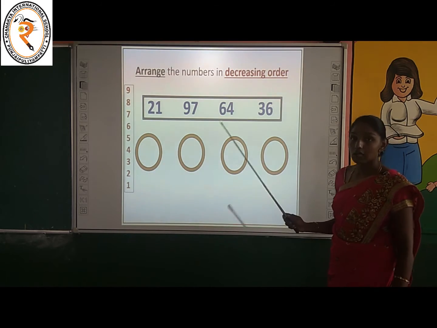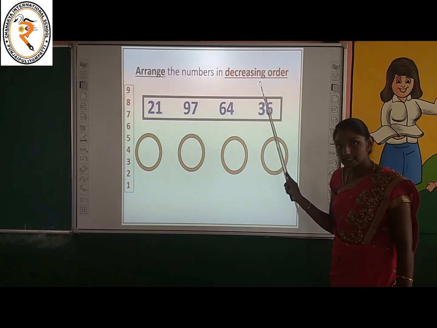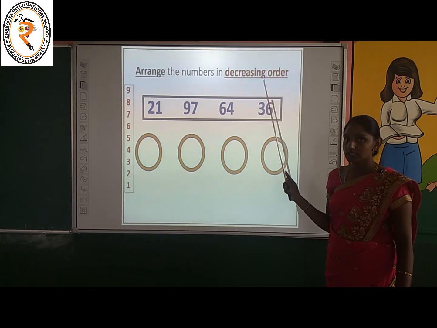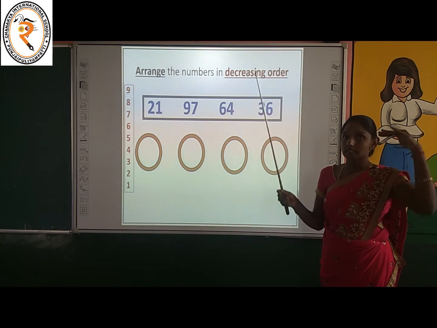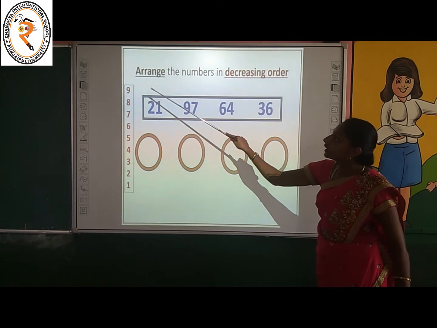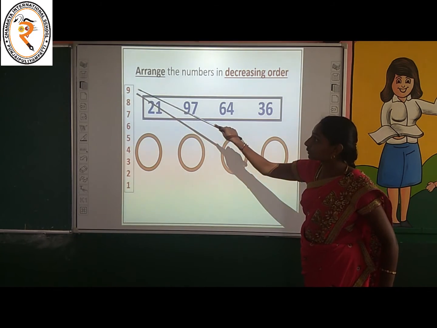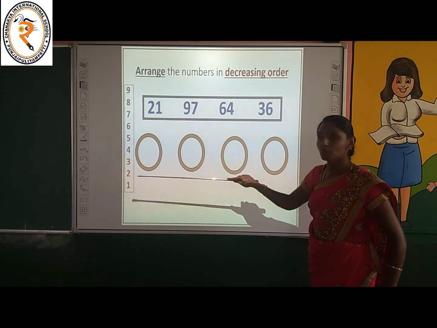See here, now we are going to arrange the given numbers in which order? Decreasing order. Now tell me, what do you mean by decreasing? Decreasing order means we have to arrange the numbers from biggest to smallest. Okay, you can use this number strip. Can you see here the numbers from 9 to 1, arranged in decreasing order, 9 to 1.